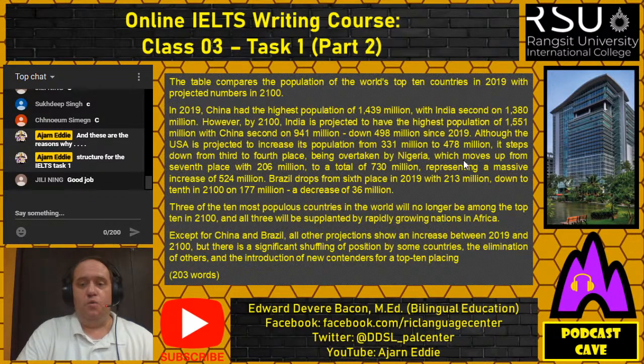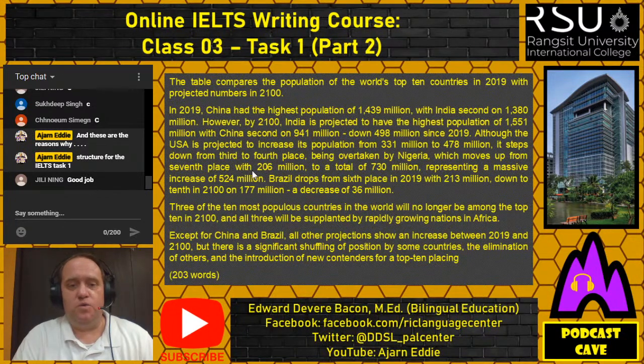Wow. Which moves up from seventh place with 206 million to a total of 730 million, representing a massive increase. Now here's another keyword. I'm not sure if we used that last week, but this is another keyword you should use. With a massive increase of 524 million, Brazil drops from sixth place in 2019 with 213 million down to 10th in 2100 on 177 million, a decrease, this is another word we talked about last week, of 36 million.